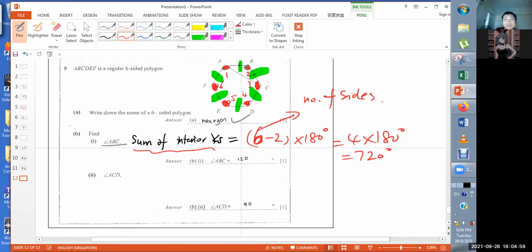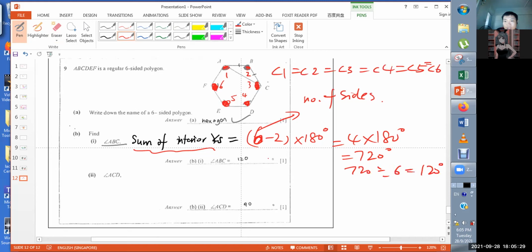So therefore, these 6 angles add up to 720 because it's called sum of interior angles. And by the way, I hope you know that all 6 of them are equal, right? So when they are all equal, you just divide by 6. That's why you get 120. That's how you get 120.